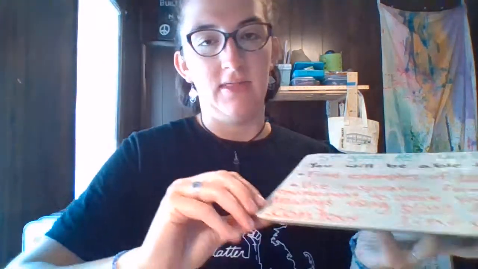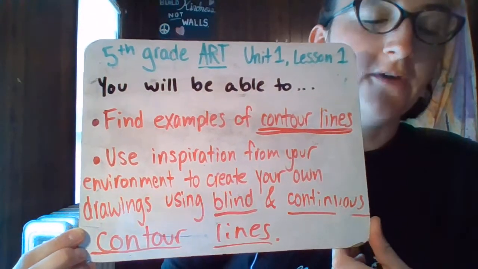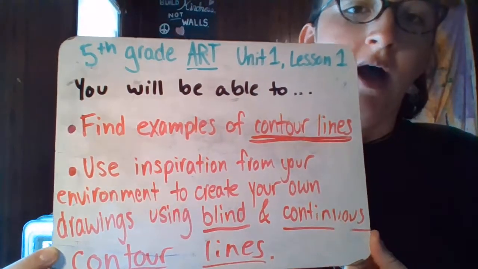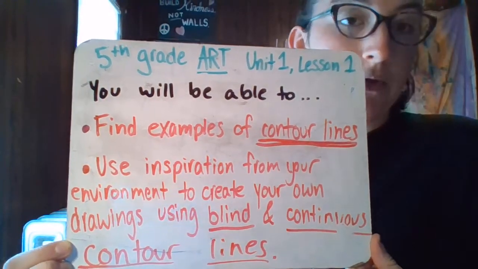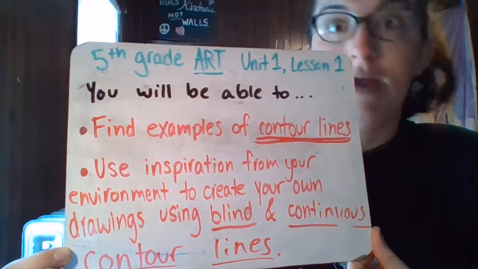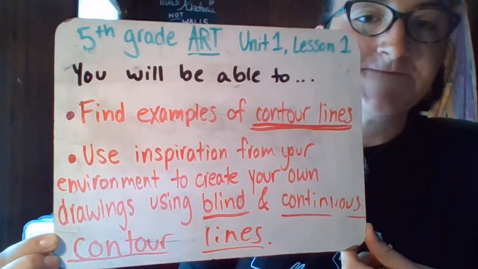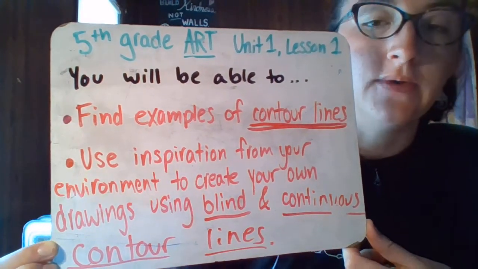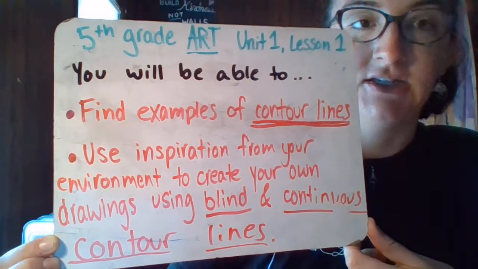So let's take a look at our objective. Now, you've probably found this video through a PowerPoint from your art teacher, okay? And all these are typed out there as well. So here is our objective for our first lesson for Unit 1. At the end of our lesson, you will be able to find examples of contour lines all around you, okay? And you will use inspiration from your environment to create your own drawings using blind and continuous contour lines.